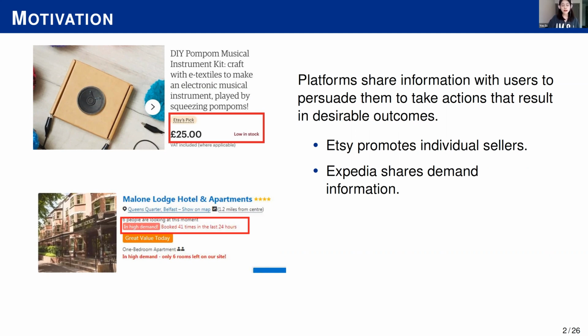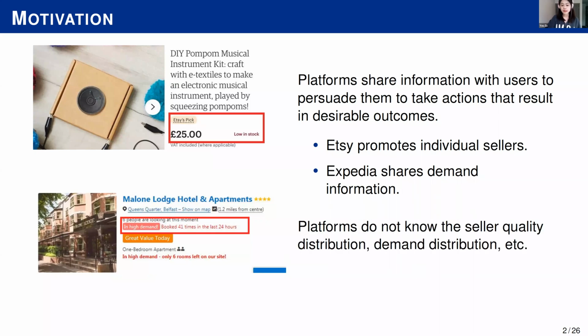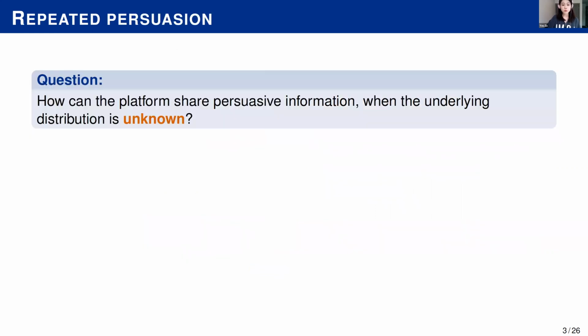So to make good recommendations, the platform may need to know these distributions, like the seller's quality distribution or the demand distribution. But in practice, platforms usually do not know these distributions. So the central question we want to answer in this talk is, how can the platform share persuasive information when this underlying distribution, such as the seller quality distribution or demand distribution, is unknown?